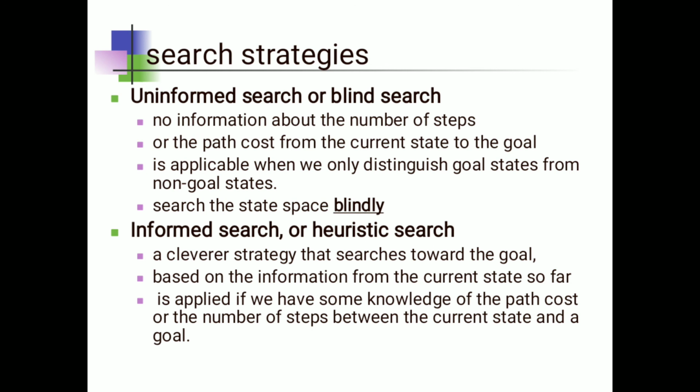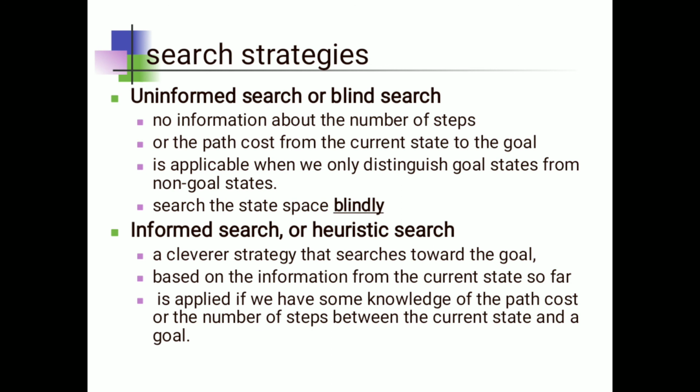This search strategy is applicable when we only distinguish goal states from the non-goal states. So here basically what we are doing, we are continuously exploring the branches and the nodes, and for each node we are testing whether we have reached the goal state or not. If it is a goal state, then return the solution. If it is not a goal state, then go for the exploration. Search the state space blindly. So whenever there is no information and we are exploring the search tree blindly, it is called the blind search or the uninformed search.